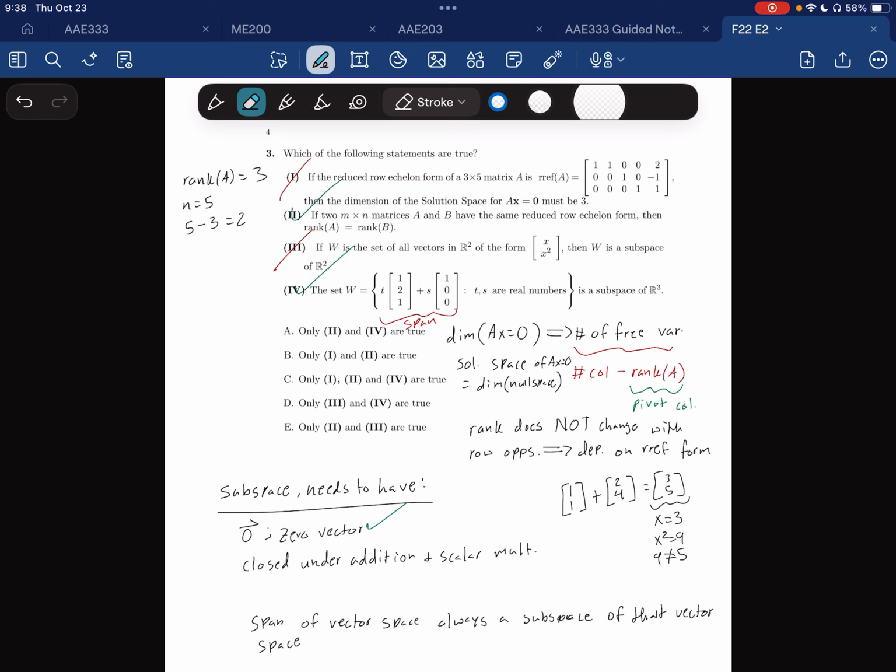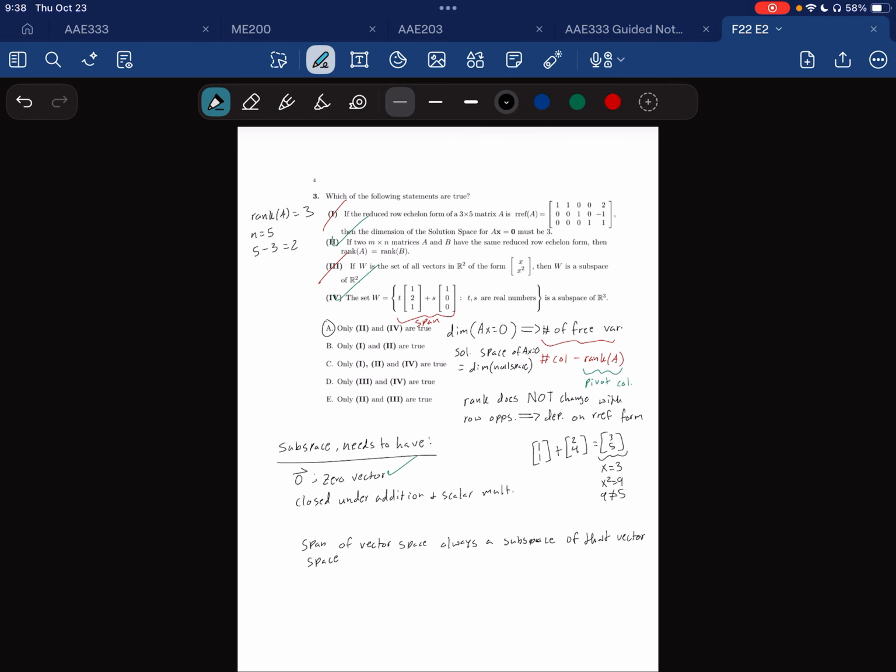No, 1 is not true. Sorry, I already said 1 is not true. 2 and 4 are true. So, oh, A. That's the option I'm looking for. 2 and 4 are true. So A is our answer.